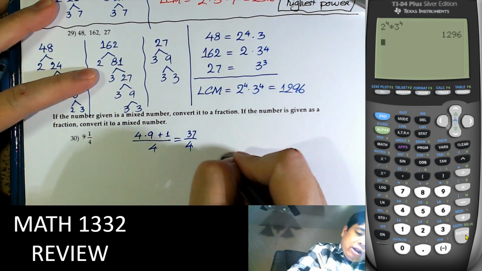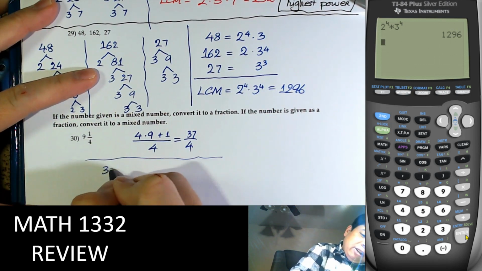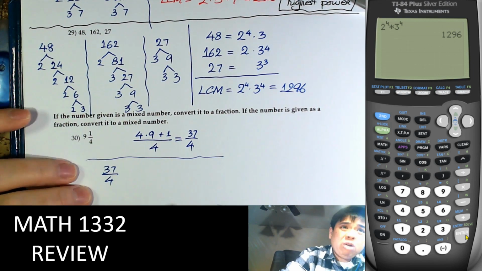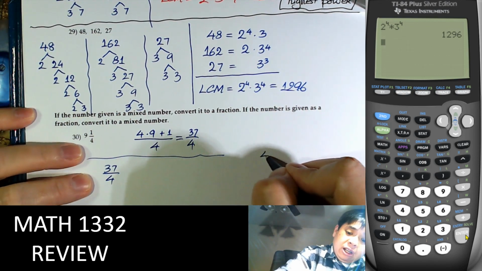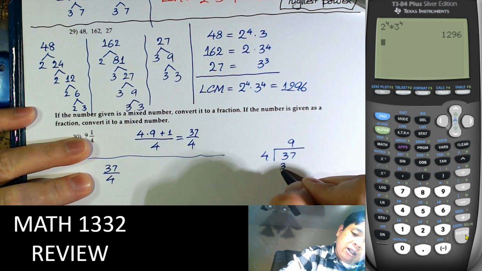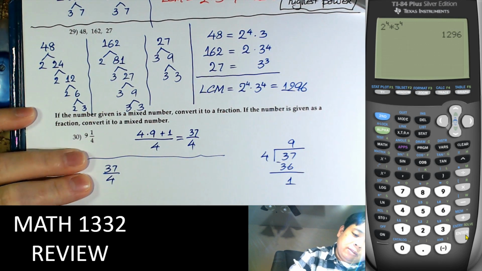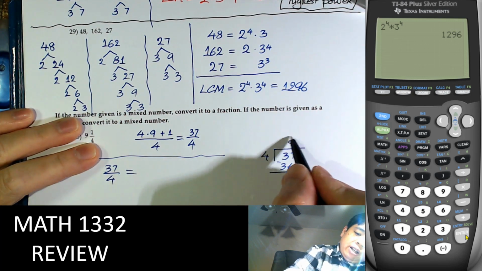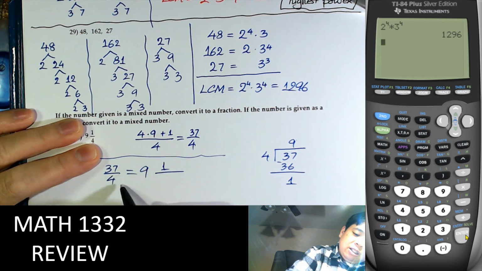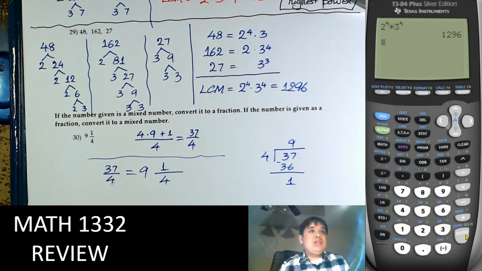Now, if it is the other way around, let's say you have 37 over 4. How do we convert this back into a mixed number? Well, in that case, we just divide. 4 would go into 37 9 times. That's 36, so there's 1 left. So we have 9 as the whole part, 1 left, still over 4. So that is how to convert between mixed number and fraction.